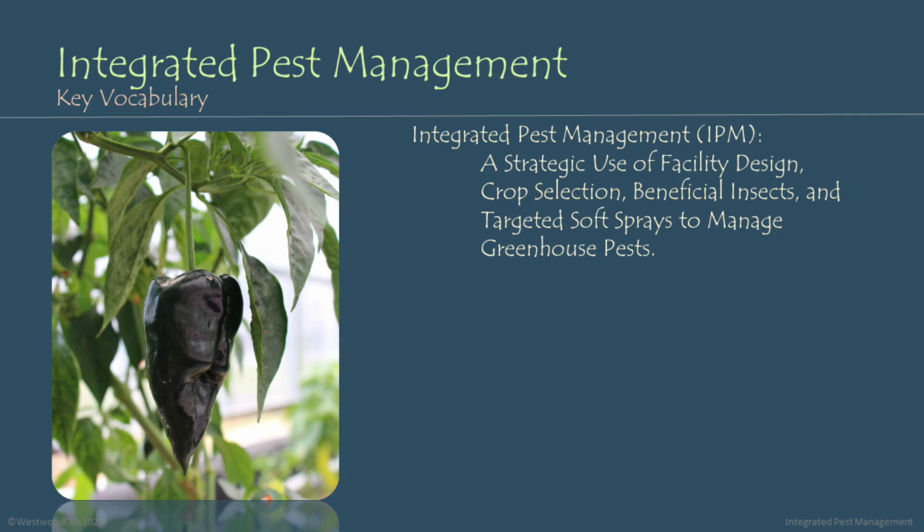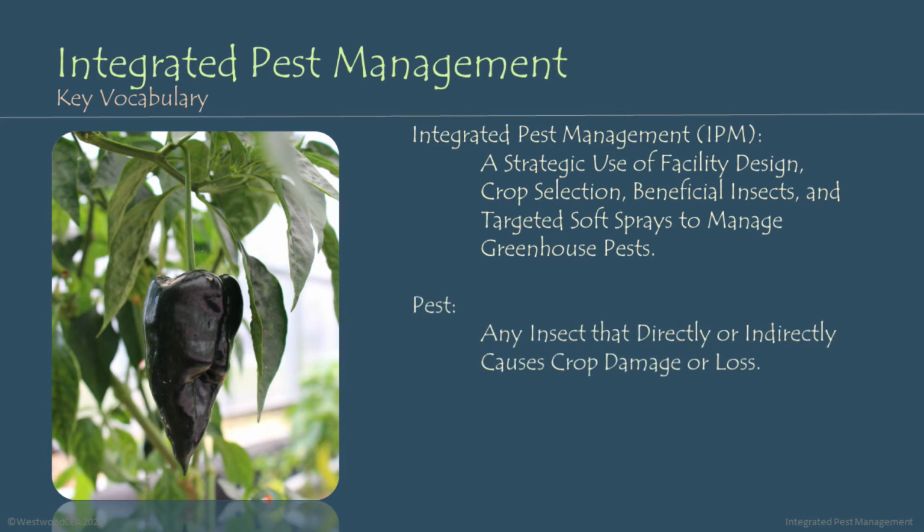When we talk about pest management in a greenhouse, a pest is any insect that directly or indirectly causes crop damage or loss. So when we talk about greenhouse pests, we typically think of insects that directly eat our crops or eat the plants that we're trying to grow. But technically a greenhouse pest could be something like a shore fly, which doesn't actually eat plant matter during any part of its growth cycle, but it can introduce fungal infections and pathogens into your growing environment through its fecal matter. So a pest is any insect that directly or indirectly causes crop damage or loss.